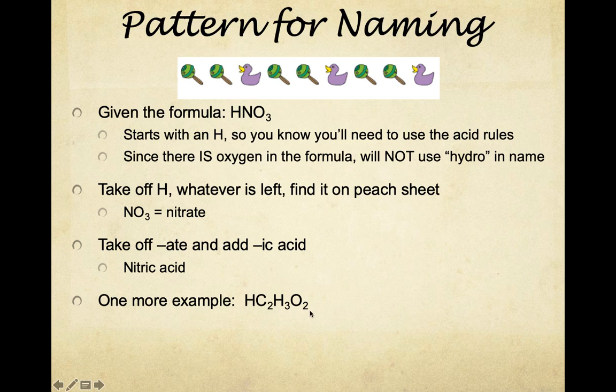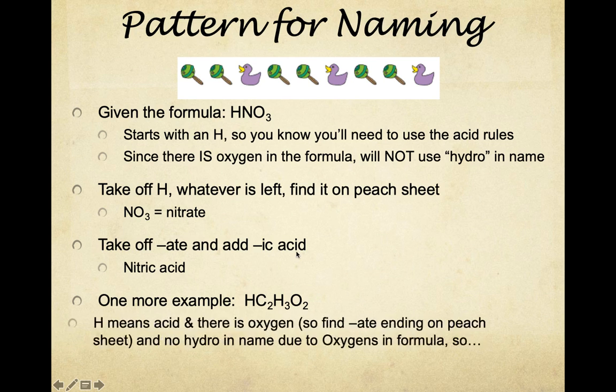HC2H3O2. Okay, so it starts with an H, so we know we're using the acid rules. There is oxygen, so we're not going to put hydro in the name. Take off the H, so if I get rid of this part, C2H3O2, that is on the ion guide sheet. Go ahead and find it. Can you find it quick? Acetate is what it's called. So I'm going to take off the ate and put ic acid. So instead of acetate, I'm going to say acetic acid would be the name of it.